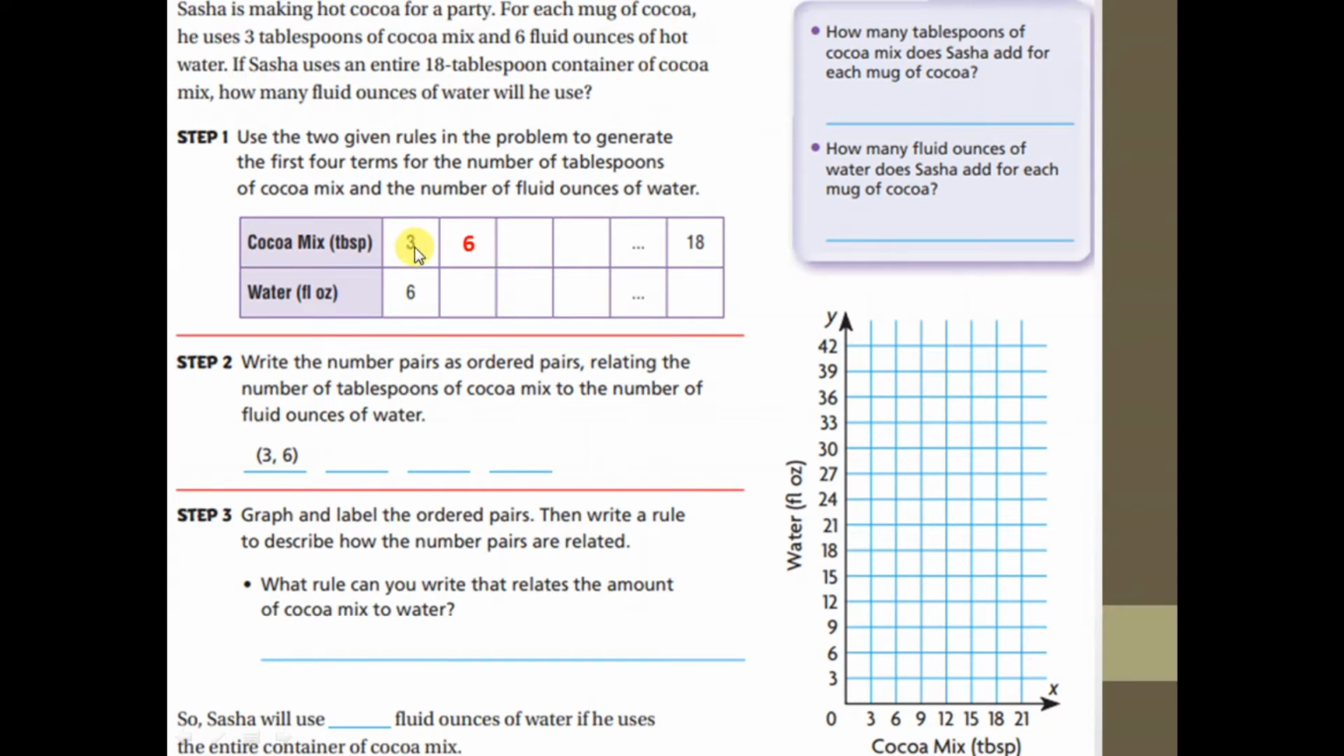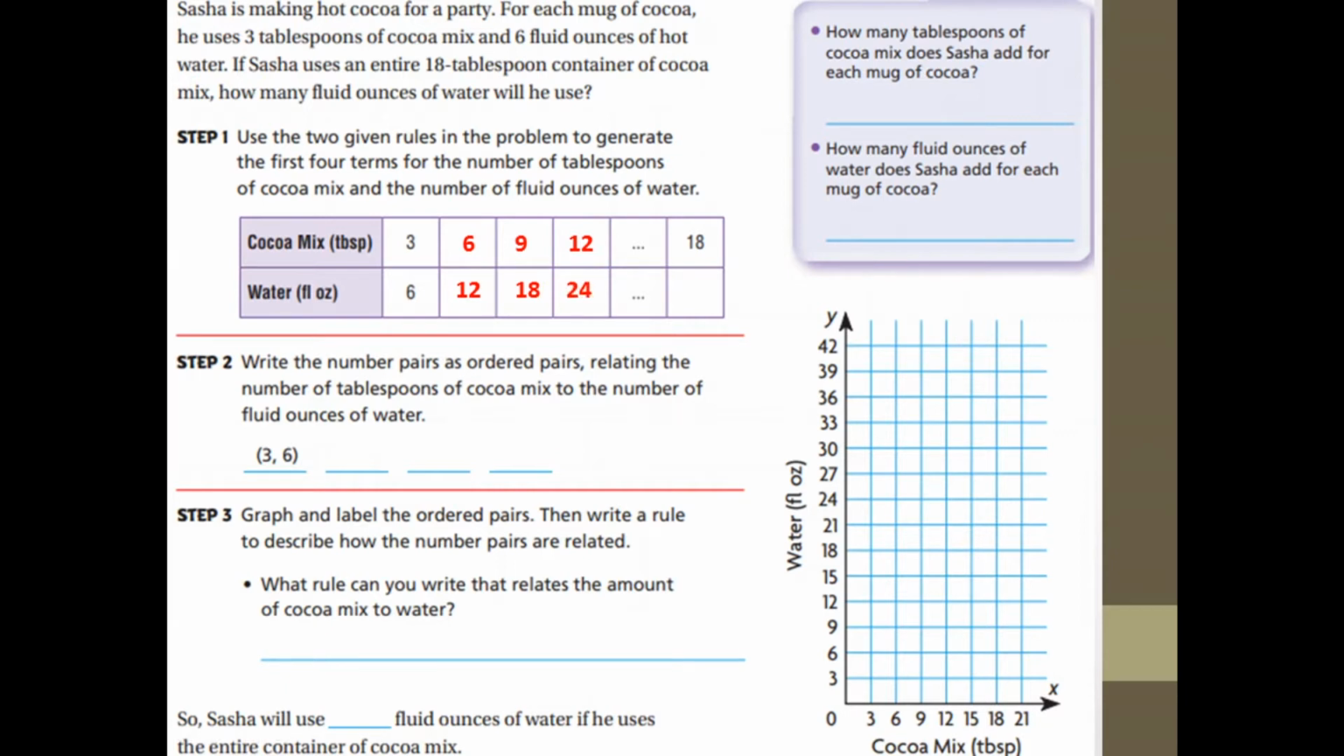First we skip count by 3, so mug number 1 will be 3 spoons of cocoa, then 6, then add another 3 will be 9, then add another 3, it will be 12. Then for every mug we add 6 ounces of hot water. So the first mug will be 6, then we add another 6, it will be 12, add another 6 would be 18, add another 6 will be 24.